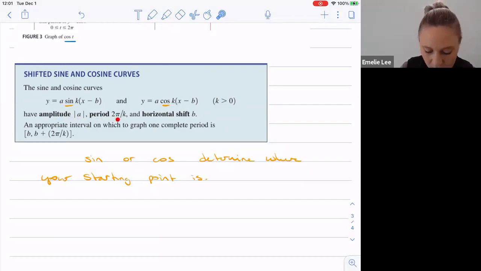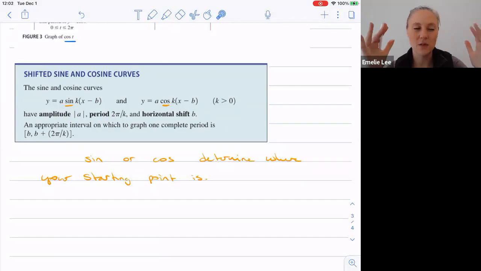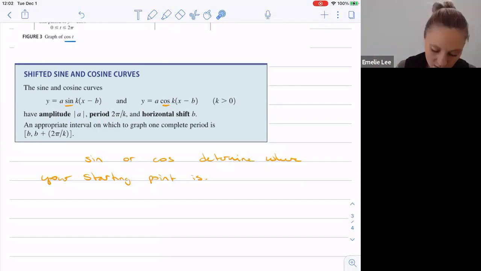So the amplitude is the absolute value of A. The period, which is the distance it takes to finish one cycle, is 2 pi over k. 2 pi over this value that you've probably pulled outside. It's all still inside the sine though, or the cosine. And then the horizontal shift is b from x minus b. So again, we've had this before where if we have something like x plus 2, then b must be negative 2.